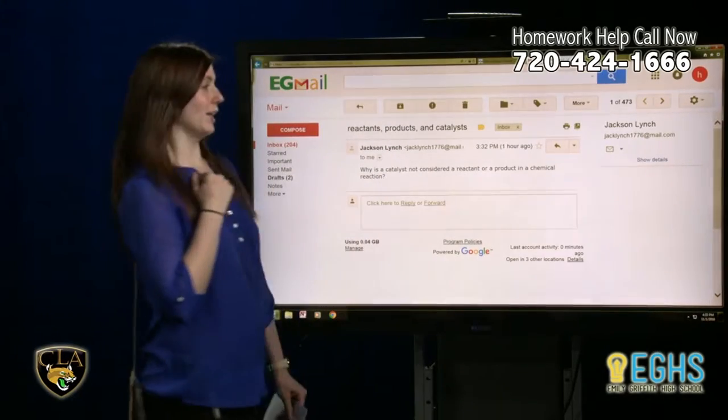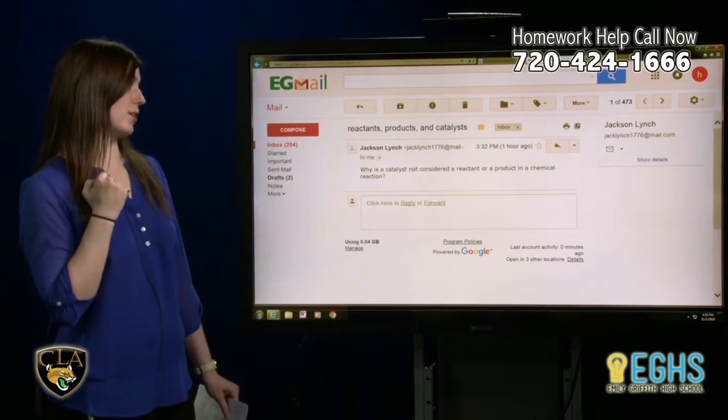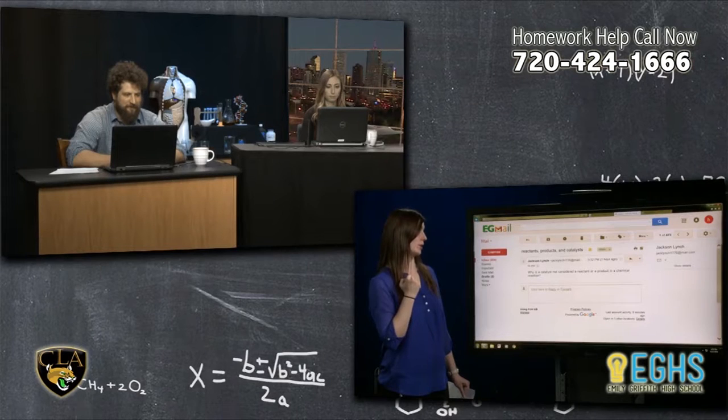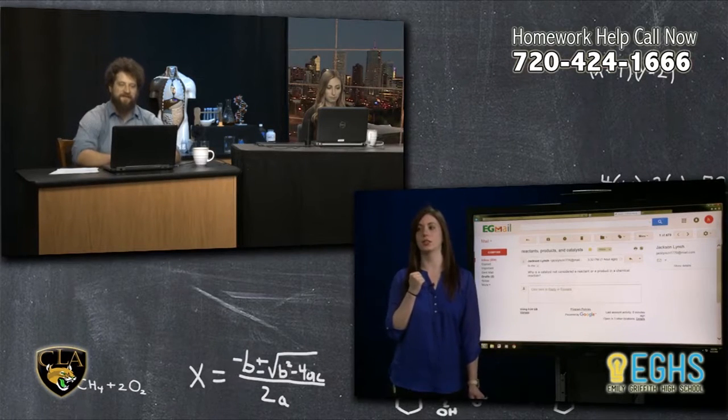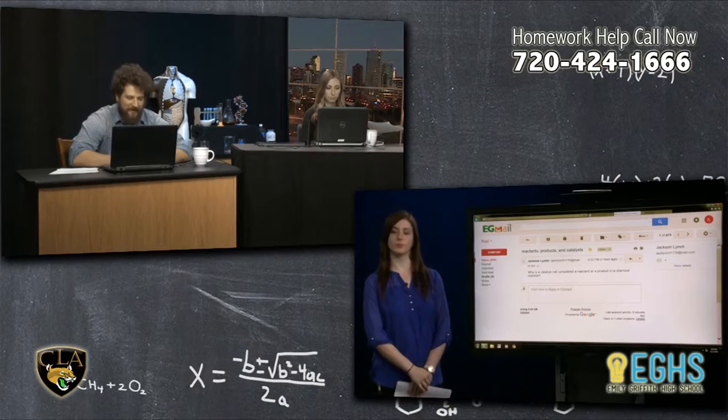Reactants, products, and catalysts. Why is a catalyst not considered a reactant or a product in a chemical reaction? Yeah, definitely. Let me pull up an image here that kind of describes what a catalyst does.